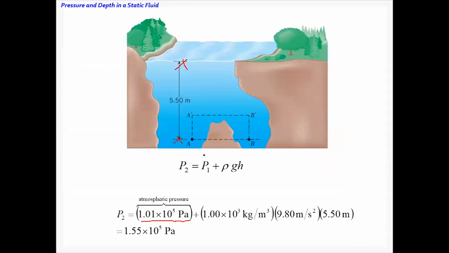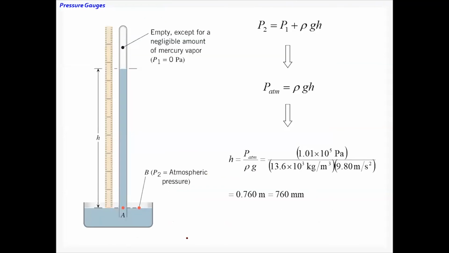So do you know the pressure on the top, P1? That's the constant, right here. Then what is rho, the density of water? 1000. What is g? Obviously you know this, 9.8. What is h? 5.5. If you multiply all together and add this to this, you get 1.55 times 10 to the 5 Pascal. So we are done with this problem now.